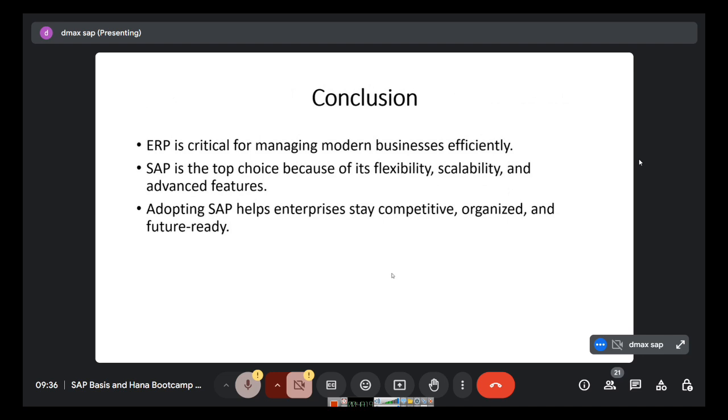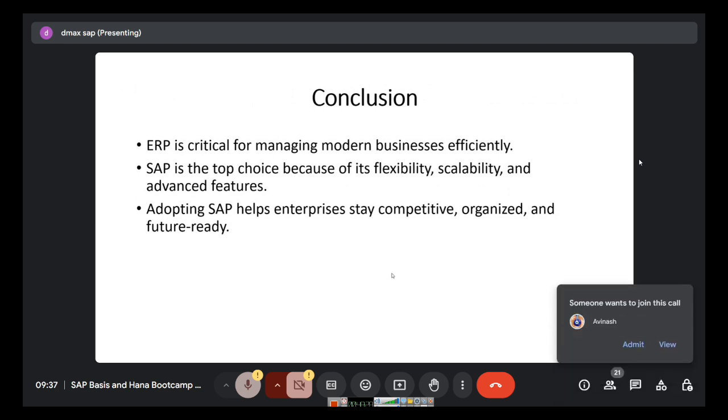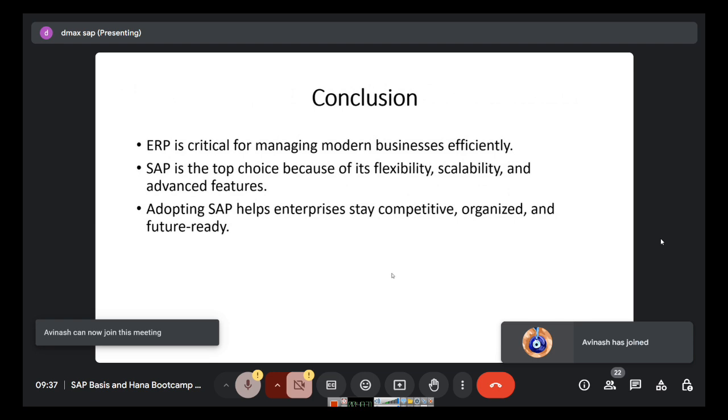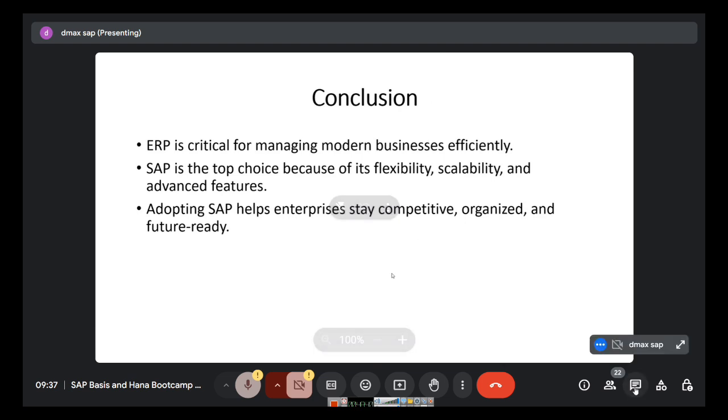So as a conclusion, we can come to this. ERP is critical for managing modern businesses efficiently. Out of these ERPs, SAP is the top choice in the industry because of its flexibility, scalability, and advanced features. SAP can give you a solution for everything for the customer. Maybe if I want to start a retail business, or go into the automobile industry, SAP has a ready end-to-end solution to run my business very smoothly. So that's why SAP is better than the other existing ERPs in the market.